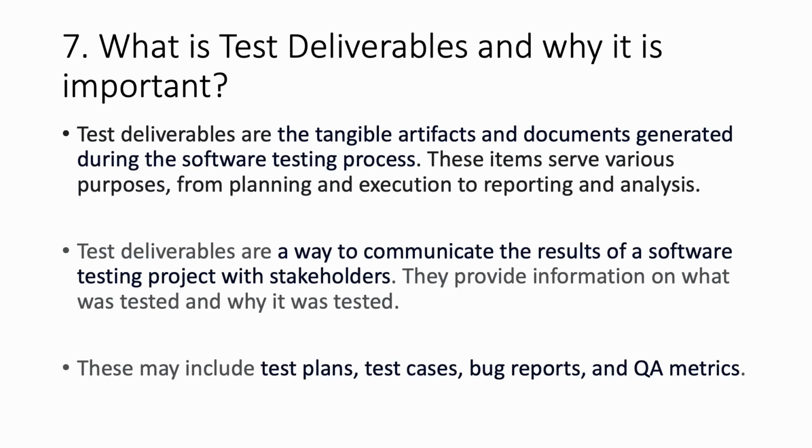Then what are test deliverables and why are they important? Test deliverables are the tangible artifacts and documents generated during the software testing process. These items serve various purposes, from planning and execution to reporting and analysis. Test deliverables are a way to communicate the results of a software testing project with stakeholders. They provide information on what was tested and why it was tested. This may include test plan, test cases, bug reports and QA metrics.